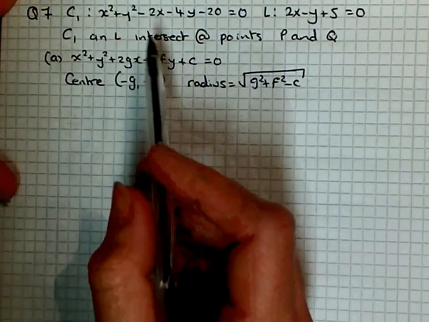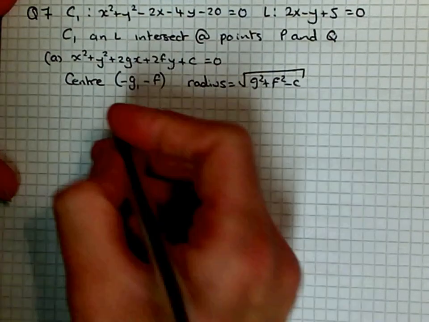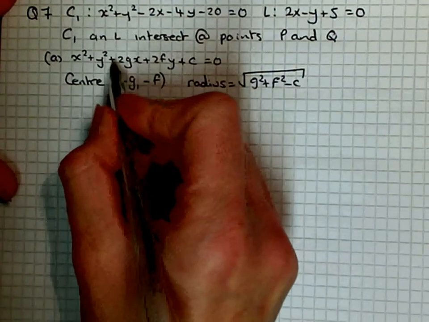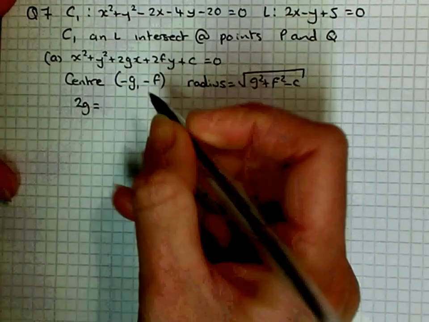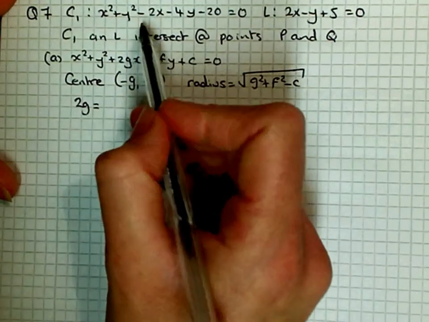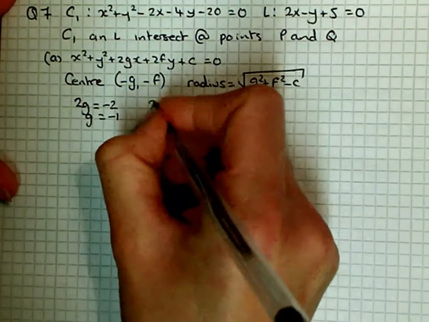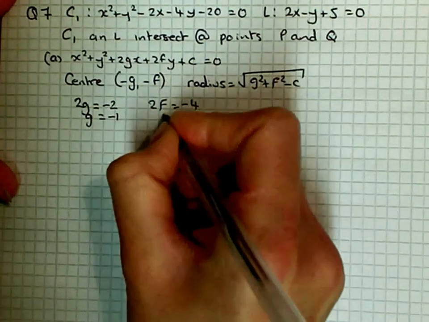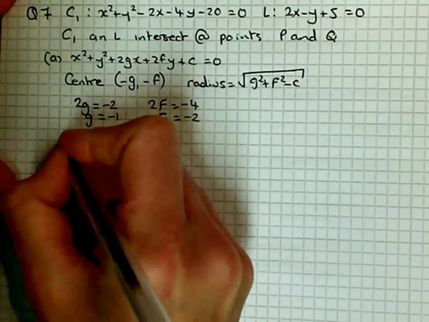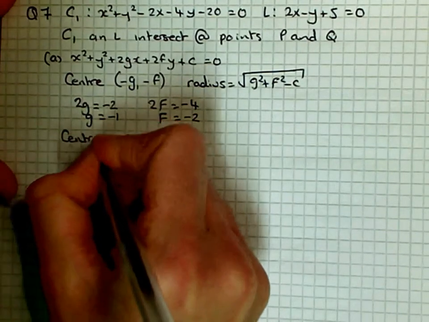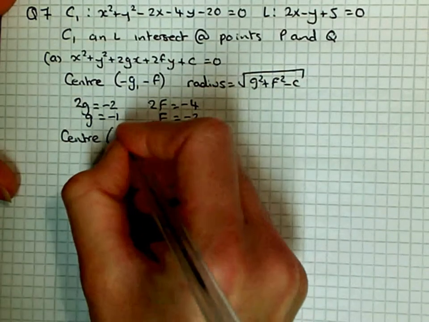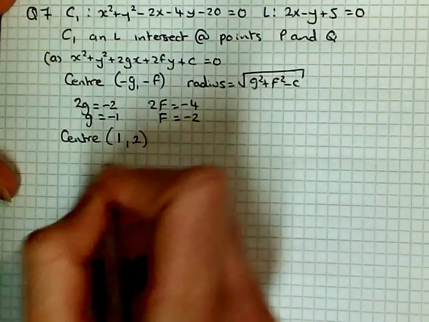To read off the value for g, we're given 2gx, so 2g is equal to the number in front of x, which is minus 2, so g is equal to minus 1. And 2f is equal to minus 4, so f is equal to minus 2. So the centre is minus g, minus f, which is going to be (1, 2).